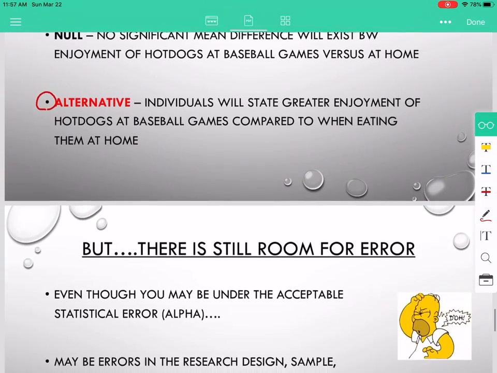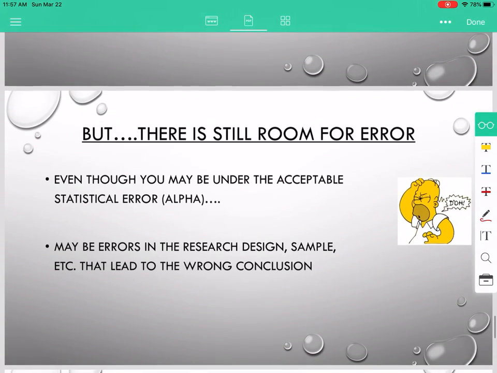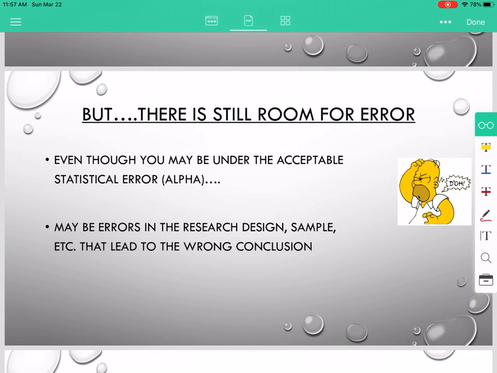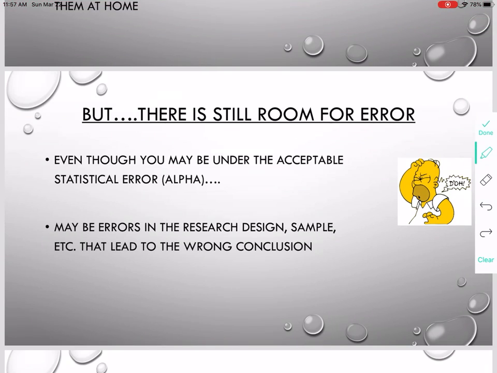All right. There's one last thing to talk about. Oh, man. You thought the fun was over, but it's not. There's always still room for error. Damn it. Remember we said the alpha level? We set an acceptable amount of error.